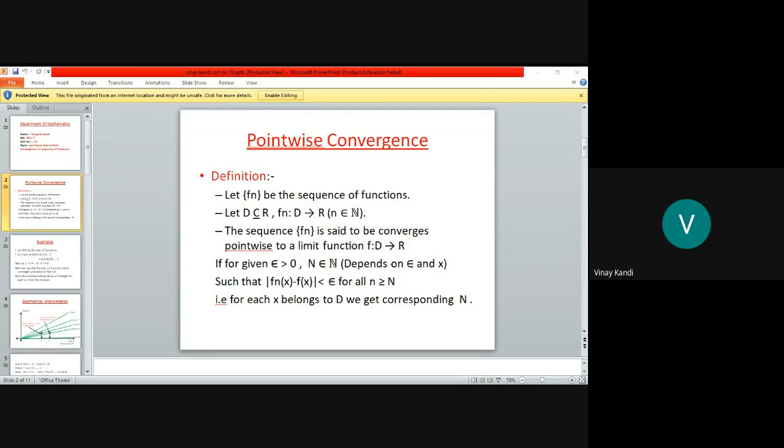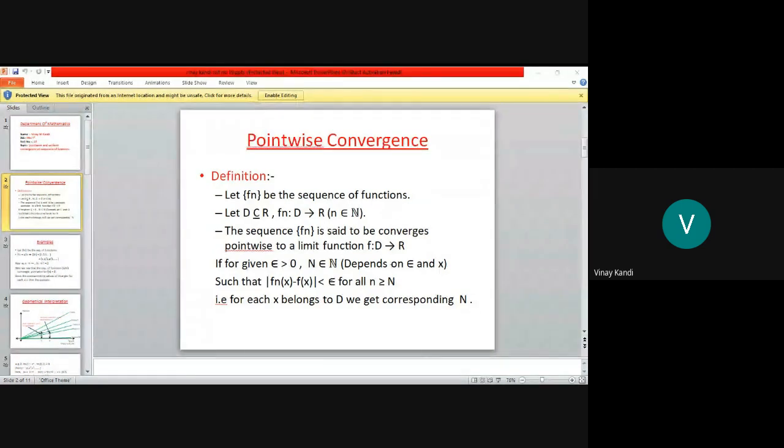That's the limit of the function. Take the limit f of x in the neighborhood; f of x plus epsilon on one side and f of x minus epsilon on the other side. This is your epsilon neighborhood around f of x.